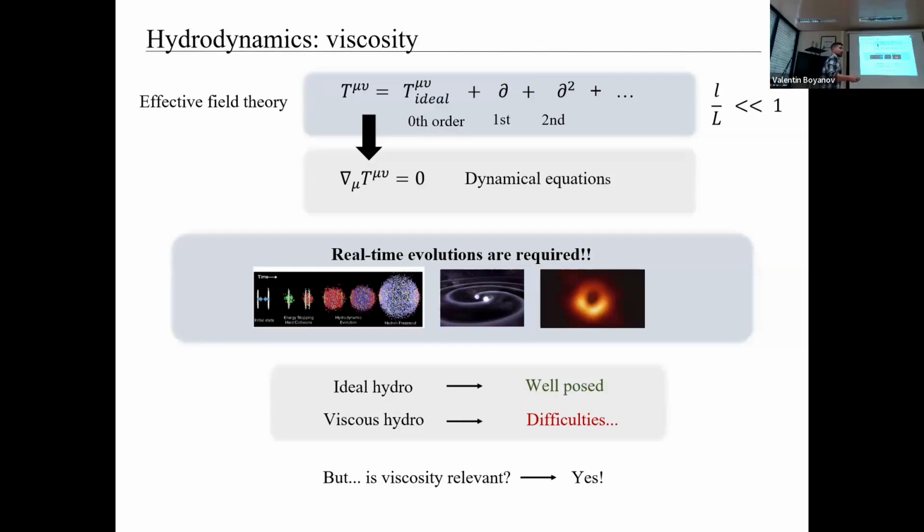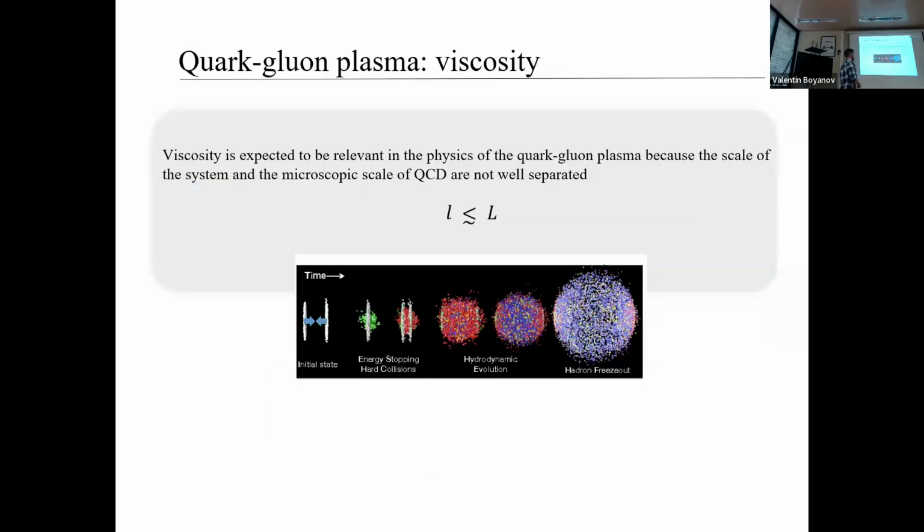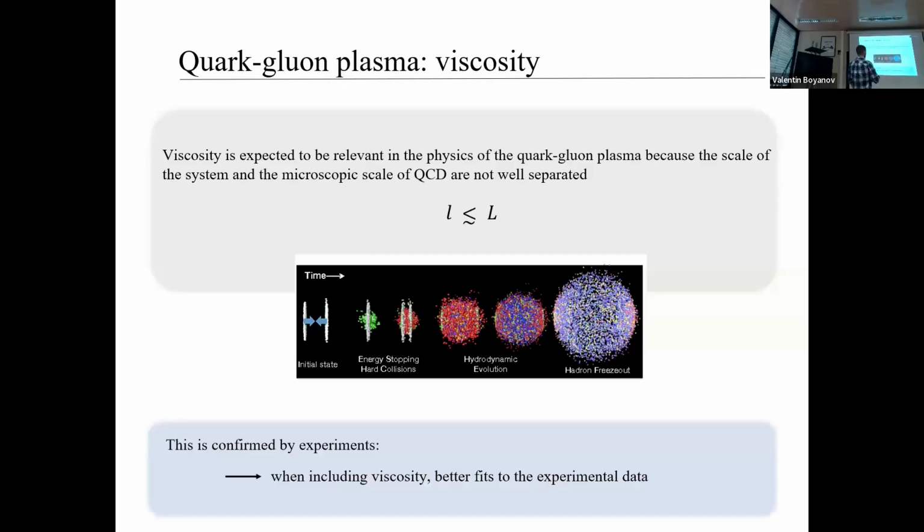Now we may wonder, well, is viscosity actually relevant? So do we need to care about the viscous version of these equations? And I will now motivate why we should care about this viscous relativistic system. So in the quark-gluon plasma, viscosity is expected to be relevant because there is a separation of scales, but this separation is not very large. The microscopic scale is lambda QCD, or the size of the proton, 1 femtometer, and the size of a heavy ion is several femtometers. And actually, this is confirmed by experiments. If you replace the ideal description by a viscous description, you obtain a better description of the experimental data.